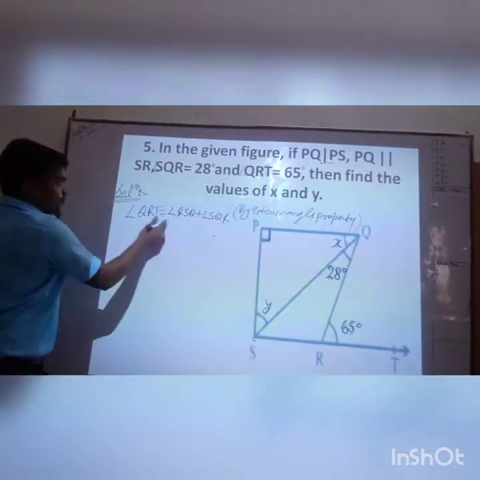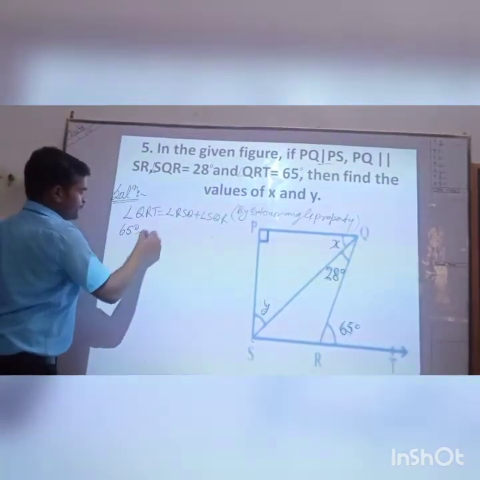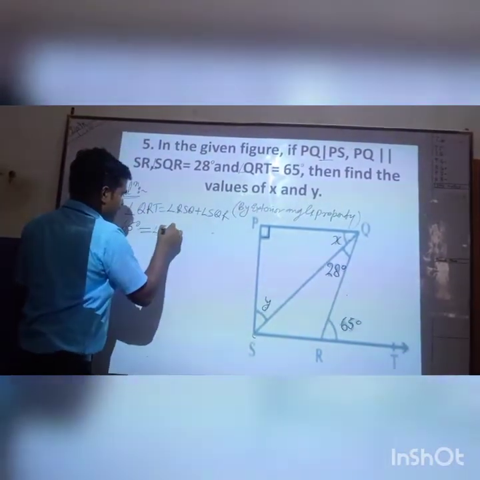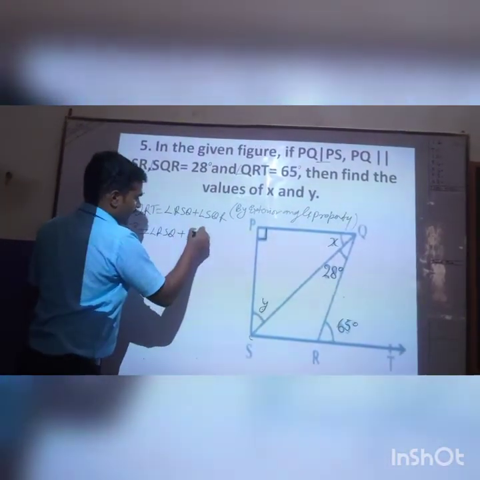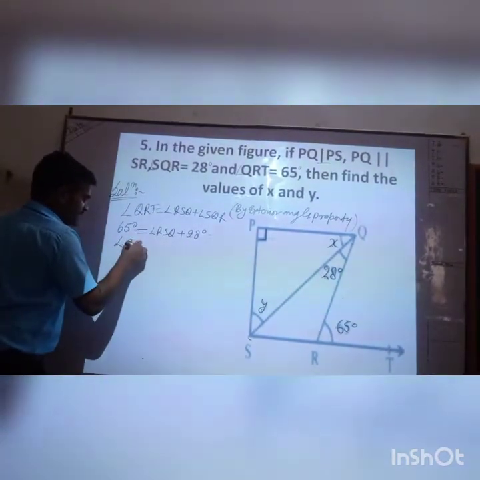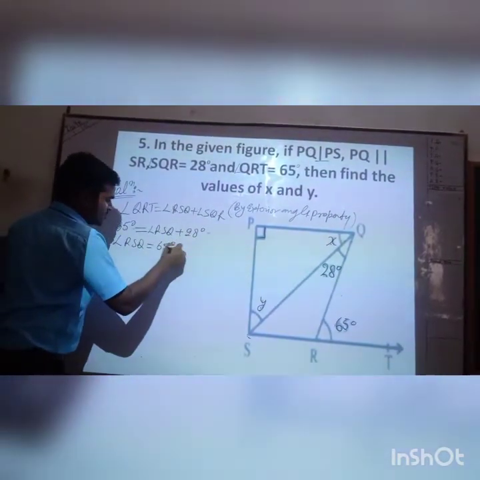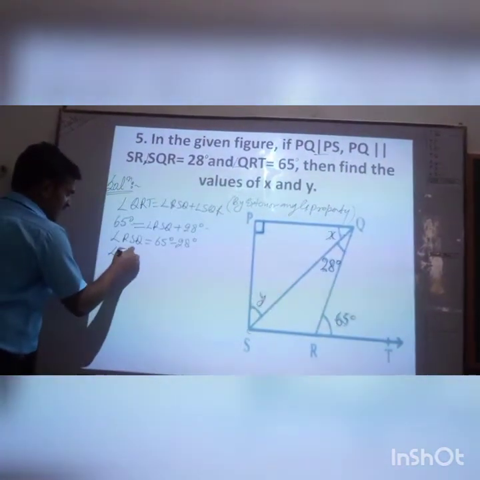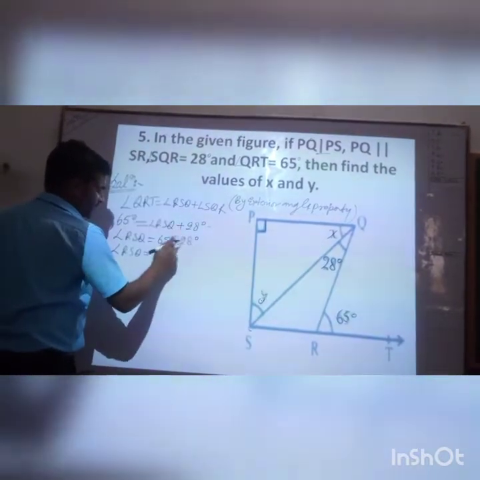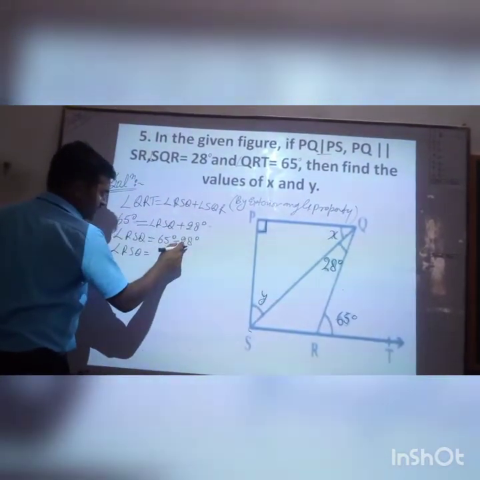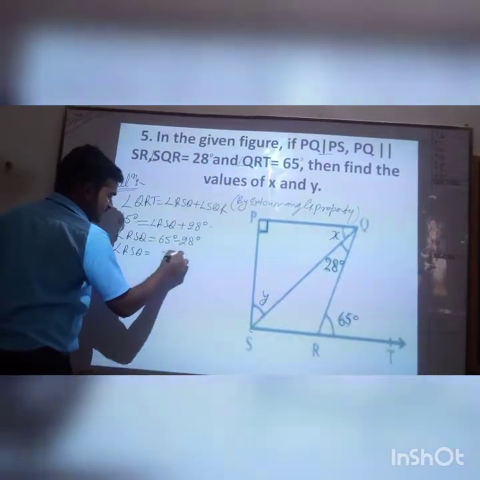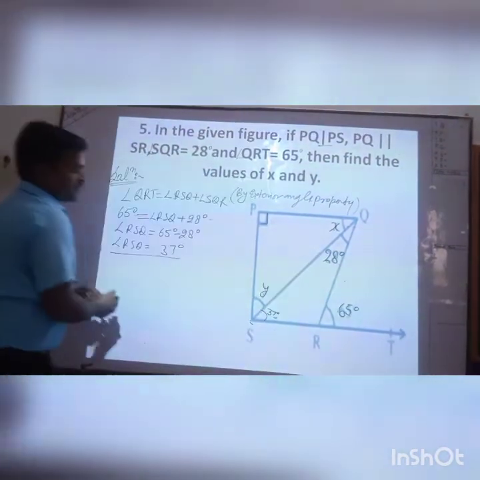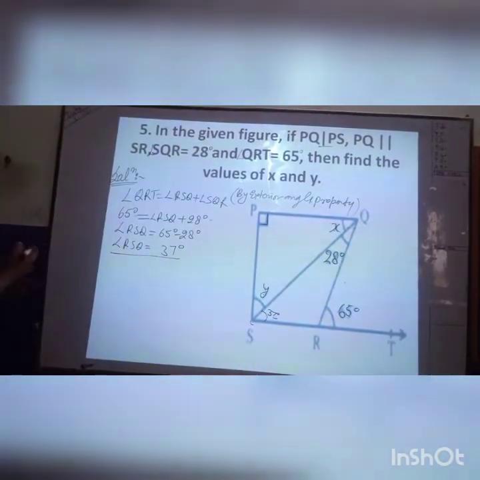So angle QRT, that is given as 65 degrees, equals angle RSQ, which we have to find, plus 28 degrees. Now children, angle RSQ is equal to 65 degrees minus 28 degrees. Subtract it, so we get angle RSQ is equal to 37 degrees. This angle RSQ is 37 degrees. But we have to find the values of x and y.